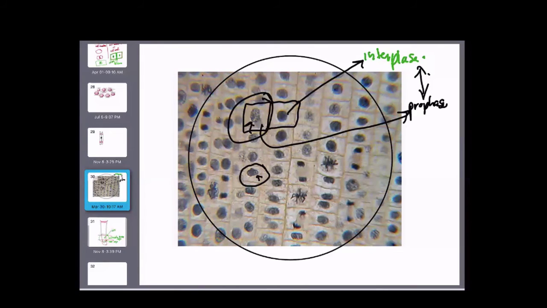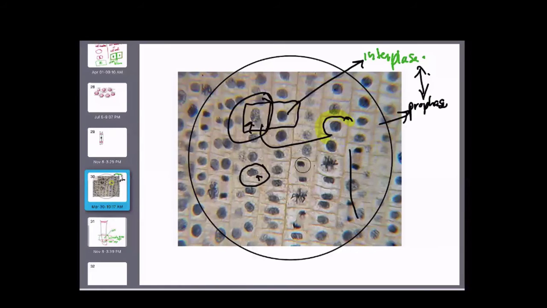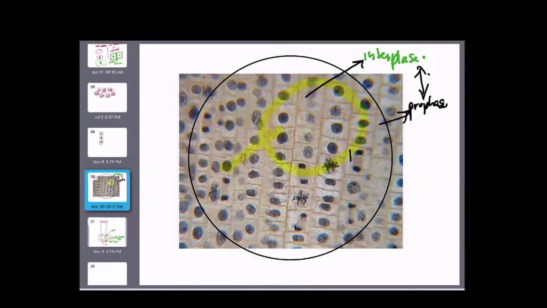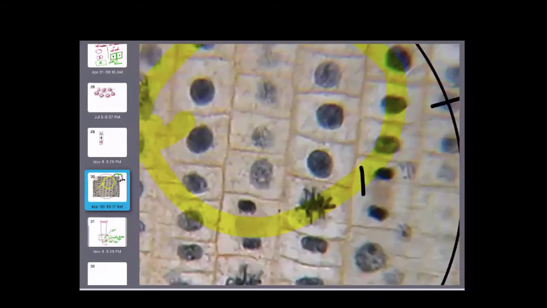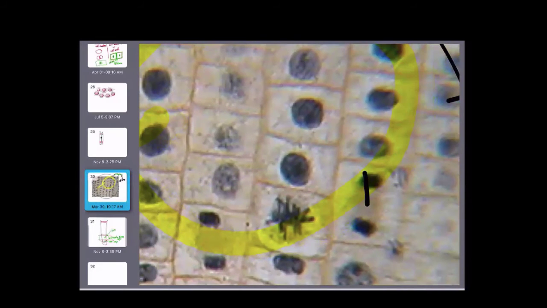The other ones, if you look at, say, this one here, let me see if I can zoom in. Let's zoom in on this cell over here. When I zoom, my markings don't zoom, so I'm going to zoom in the background. When you zoom in on this one here, you actually see a dark spot still in it.